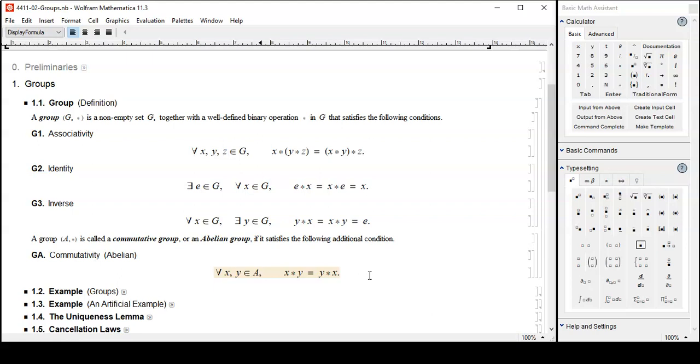So, if you have a group that satisfies all four properties here, it's called an abelian group. And if you have a group that satisfies only these three, but the last one fails, then it's called non-abelian. Let's look at some examples.